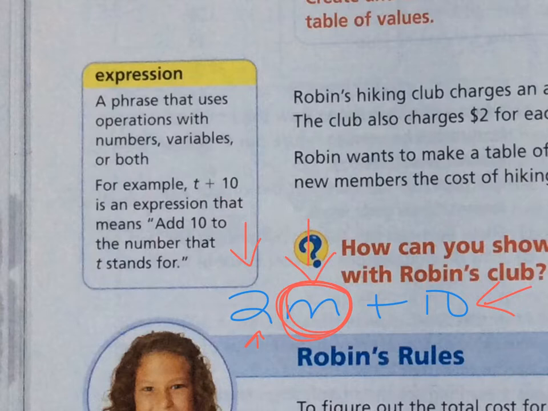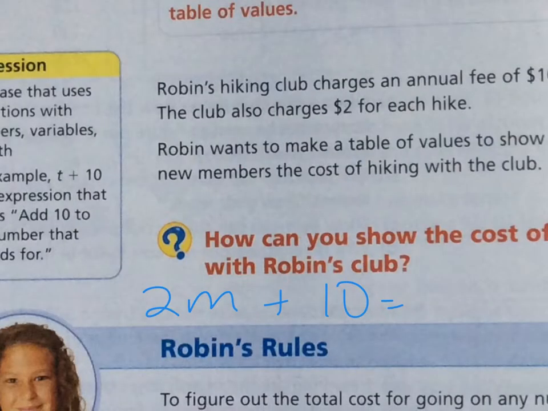What would that be? If you got the answer as 20, bravo, because 2 times 5 would be 10, plus another 10 would equal 20. All right, so let's get to this, shall we?